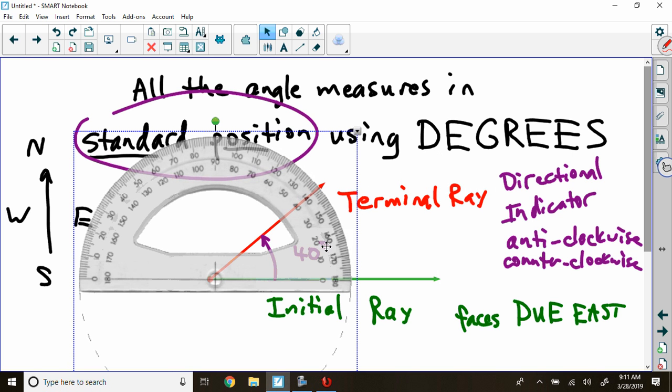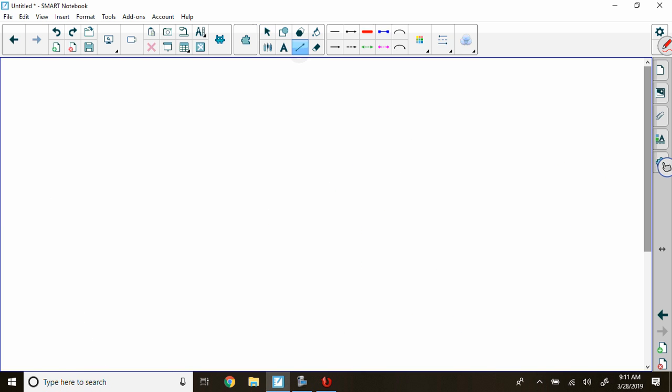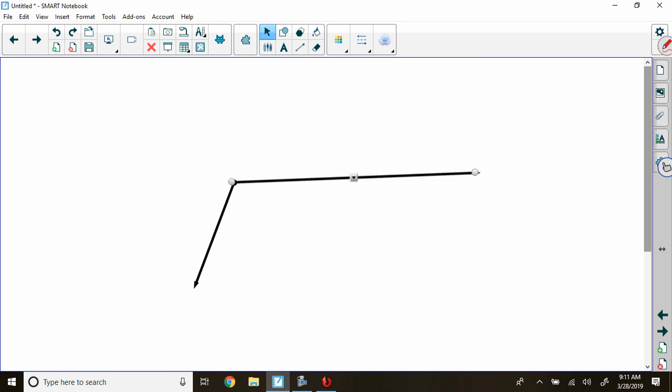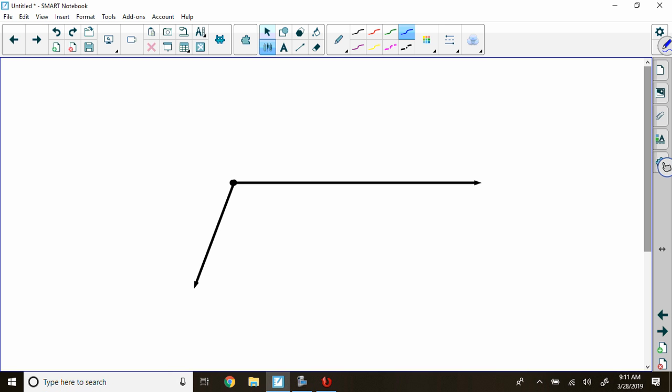So to be clear, if I had an angle like this, that angle is not in standard position. If I want to make that angle in standard position, my initial ray would have to face due east. Now I have an angle in standard position. But now you got to think to yourself, okay, well, which angle is he talking about? If I draw this directional indicator, well, that's a pretty big angle, isn't it? Bigger than 180. So if I measure it that way, that might be close to 250 degrees, positive 250 degrees. We wouldn't write the plus necessarily.